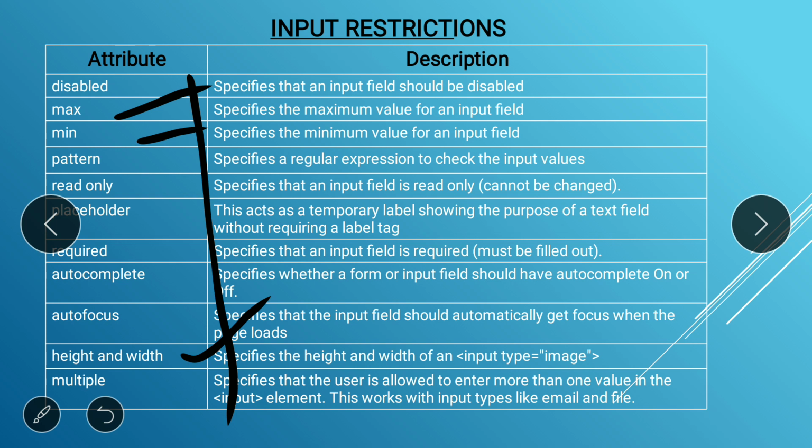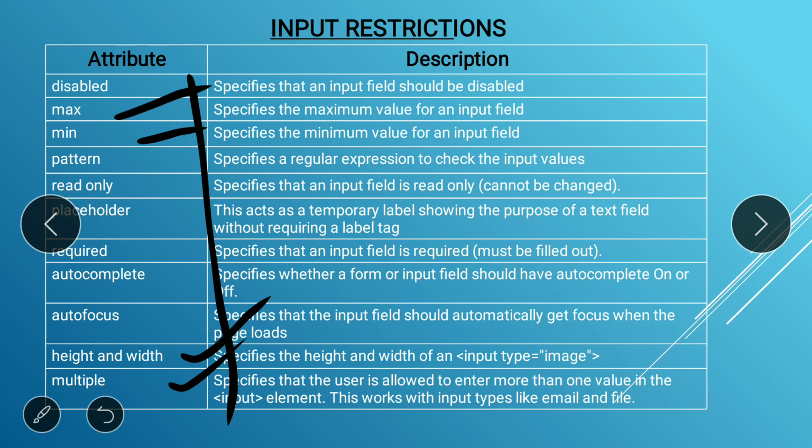Okay, and we also used multiple. We used multiple in the email control, right? We can insert a number of emails, or multiple emails, in one text box. For that we have to provide the multiple attribute of the input tag. We already learned about that and already used that attribute also.